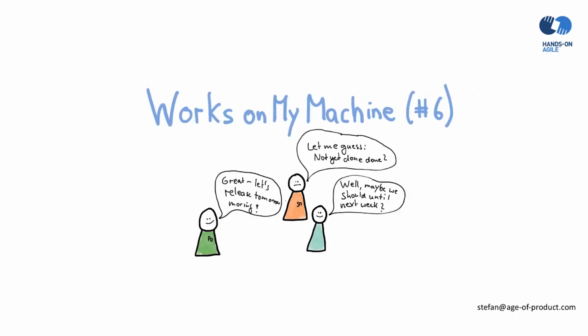Number 6, works on my machine. That's a simple one. The development team shows stuff that is not done. All work shown at the sprint review needs to meet the definition of done. That provides the transparency to the product owner. He or she needs to understand that the product increment is potentially releasable and that the release is possible at any time at the discretion of the product owner.